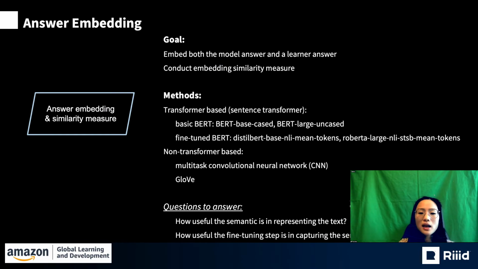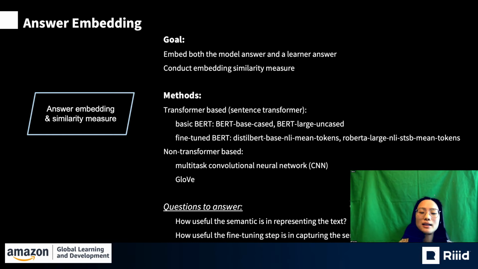So after we have the answer segmentation, we derive a list of key phrases for both answers. Then we embed both answers at key point level and then conduct a similarity measure to derive the misconceptions. We test different methods here as well. First is a transformer based, which is the dominating architecture that constructs a language model, which is the semantic mechanism, as we all know. And we use sentence transformer that can embed a sentence, a phrase, or a word.